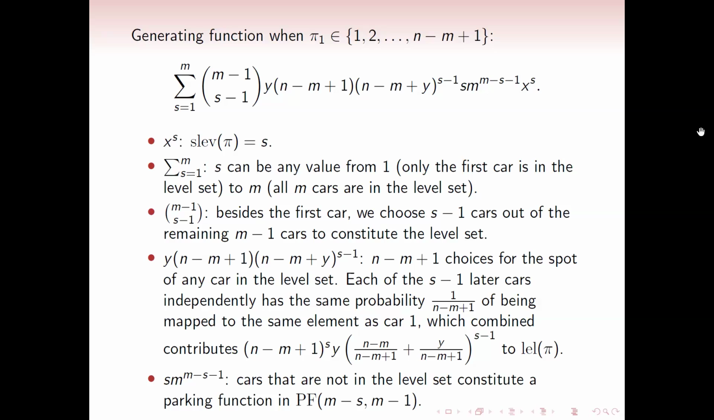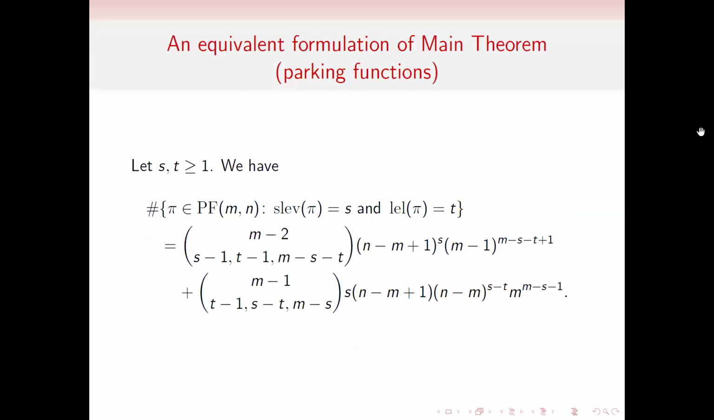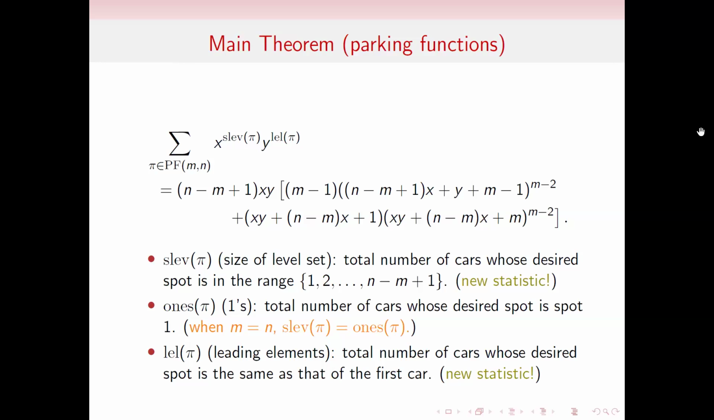And then for the later s minus 1 cars that prefer those spots, because we have already fixed the leading element to be a particular choice there, you only have 1 over n minus n plus 1 possibility of coinciding with that. Then it's a binomial distribution here, where it's 1 and then the remaining n minus m choices, and then there are s minus 1 cars there, and then y comes from the leading element, and so on. And then the last factor. Where is y? So y counts the number of the counts that. Yeah, sure. So y is the number of cars with the same preference as the first car. Okay. Yeah, thank you.